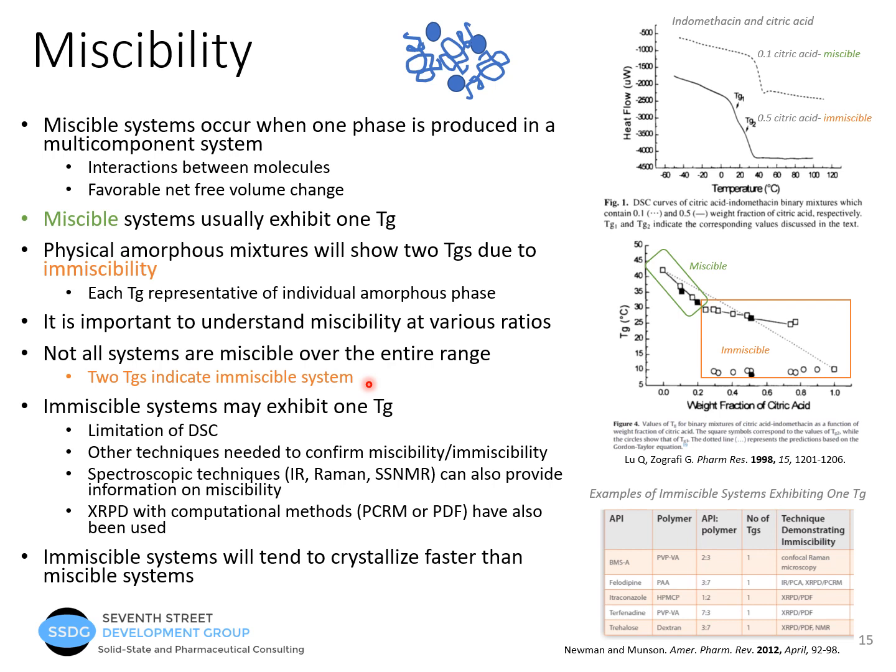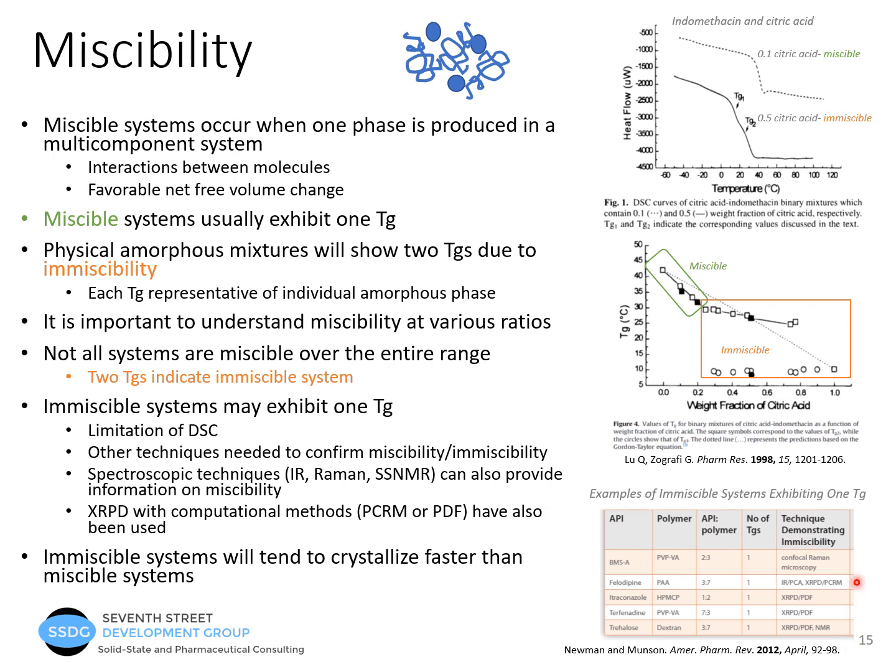Now, immiscible systems may also exhibit 1 glass transition temperature, and this is a limitation of the size domains that the DSC can actually see. Other techniques are needed to confirm the miscibility or immiscibility that you may see with the DSC. So spectroscopic techniques such as IR, Raman, solid state NMR can also provide information on miscibility.